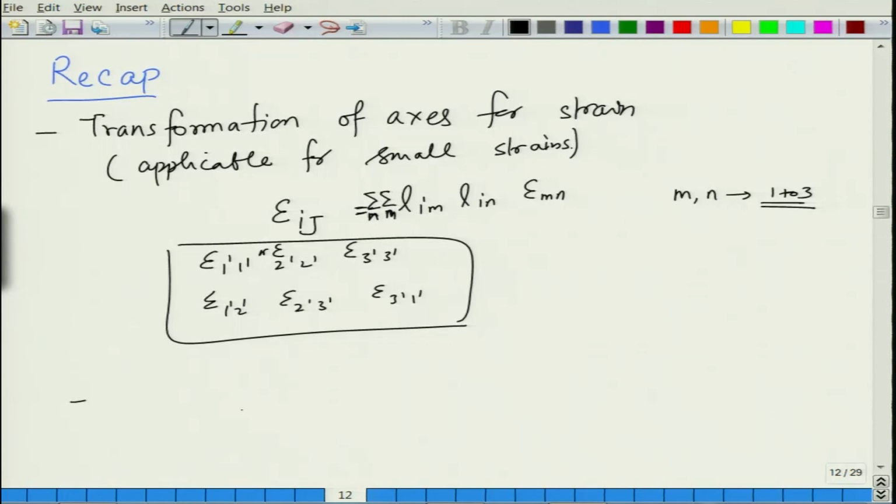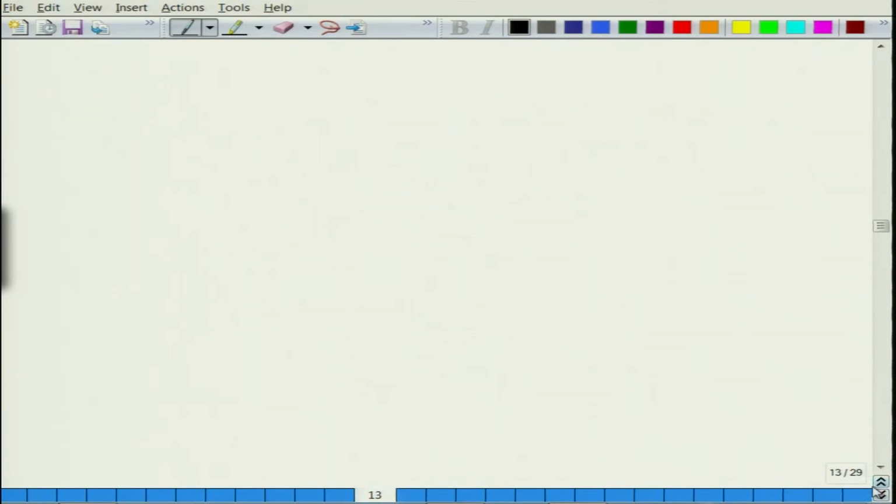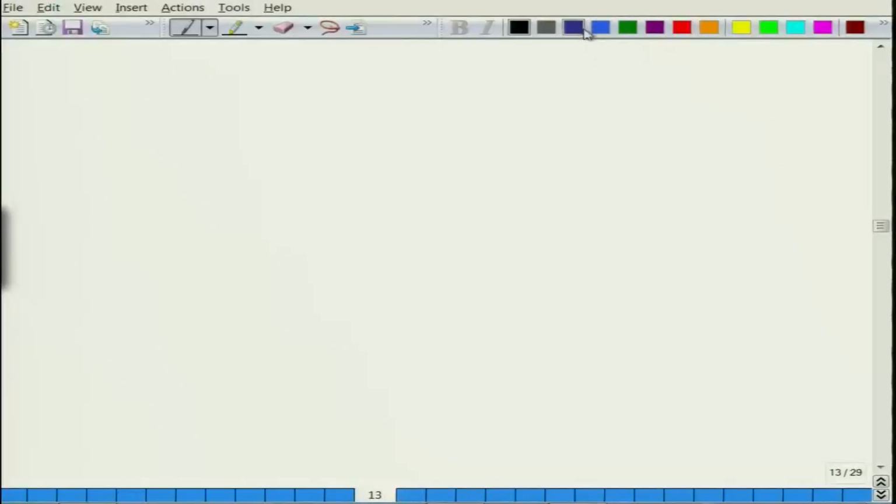from this, and then we also saw that engineering shear strain is related to mathematical shear strain using this relation. So, epsilon ij is equal to half of gamma ij. All right. So, now let us move on to the next topic, having introduced the mathematical framework for the relations of stress and strain and transformations of axes.